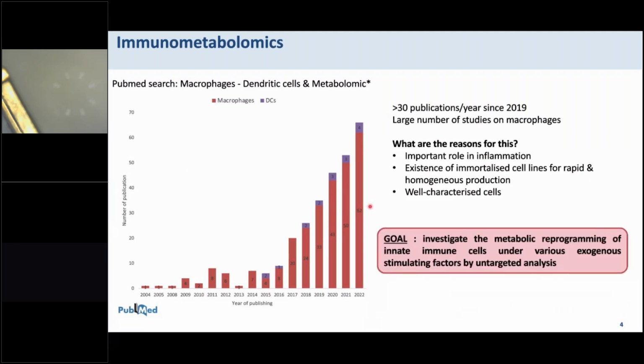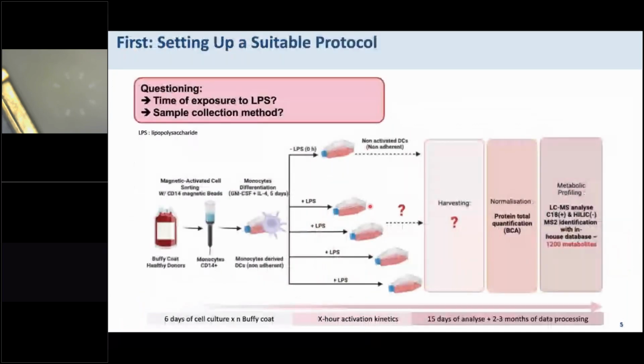So it's in this context of a lack of metabolic analysis on dendritic cells that this work fits in, and we wanted to investigate the metabolic reprogramming of these cells with untargeted analysis. But first, the first step of this project was to set up an optimized metabolic protocol by questioning the time of exposure and also the protocol used for the collection of the sample.